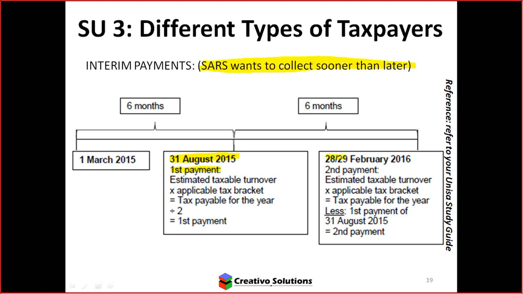Then you've got 28 or 29 Feb. That's the second provisional tax payment. And the second provisional tax payment will basically be the tax that you pay over the whole year.